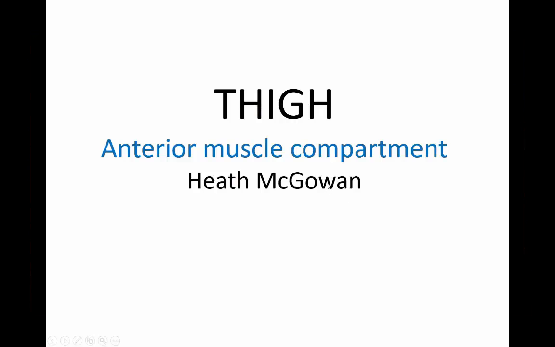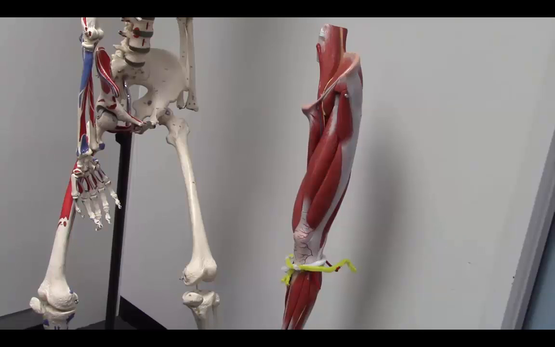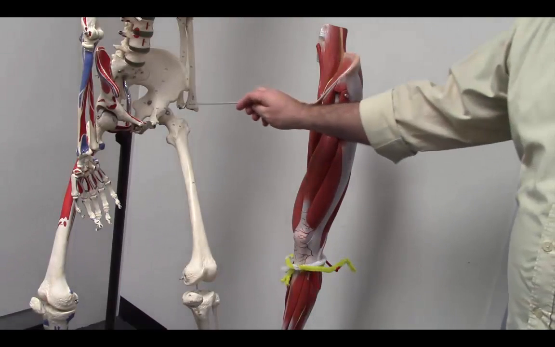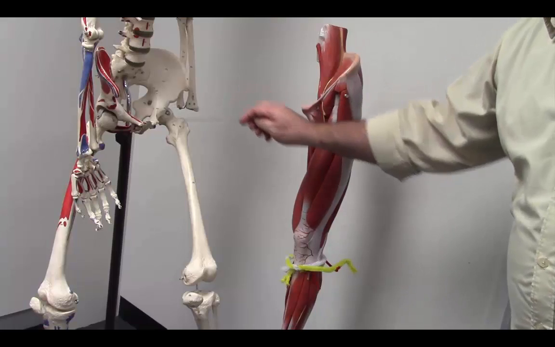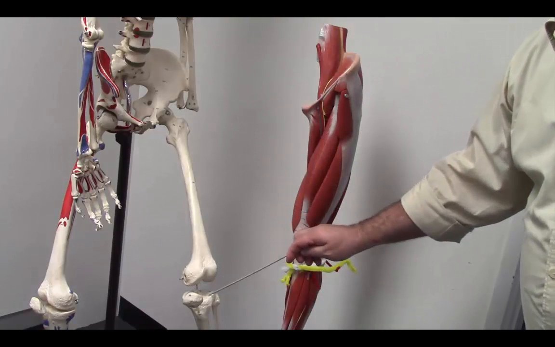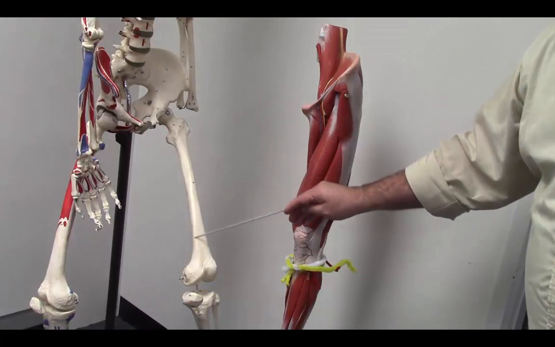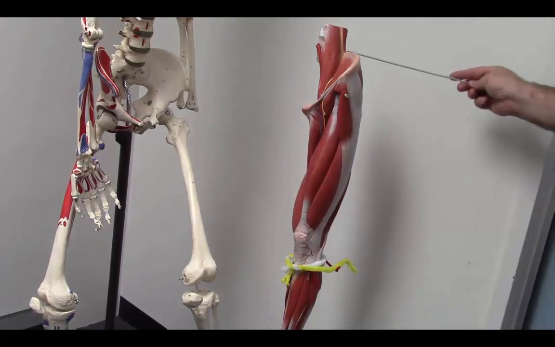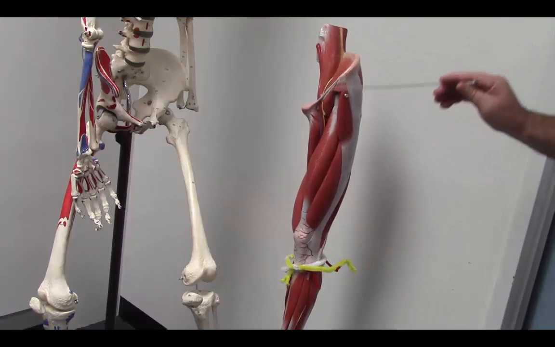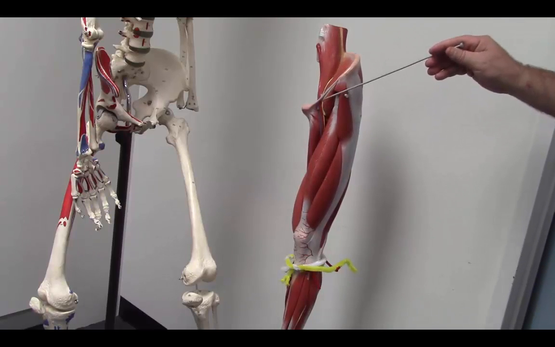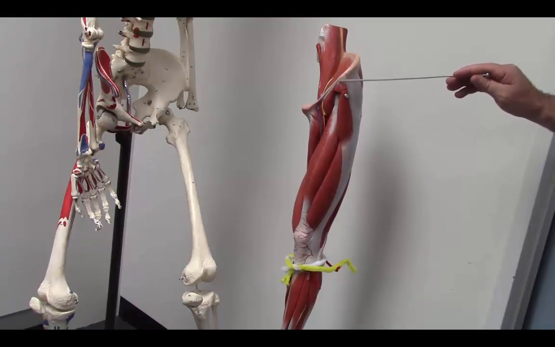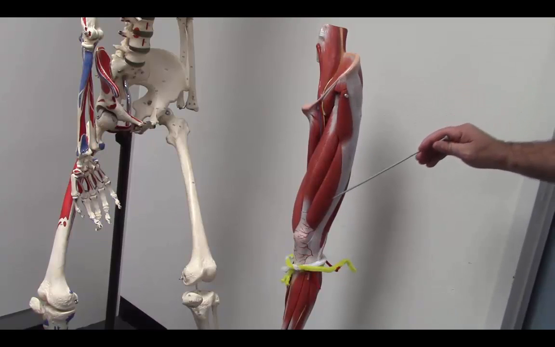This presentation is on the anterior muscle compartment of the thigh. As we can see on the skeleton and on the lower limb model, the thigh is located distal to the hip joint and proximal to the leg. So we can see the femur running between the hip and the knee. We have our iliac crest up here, and we can see our anterior compartment of the thigh here.